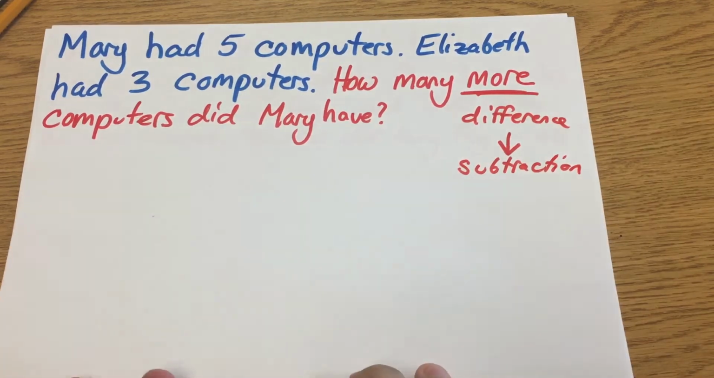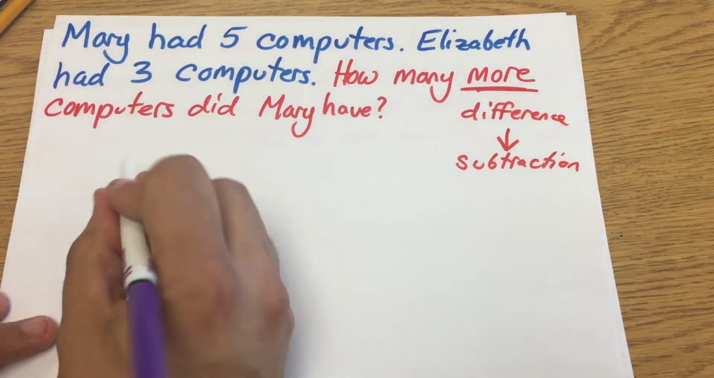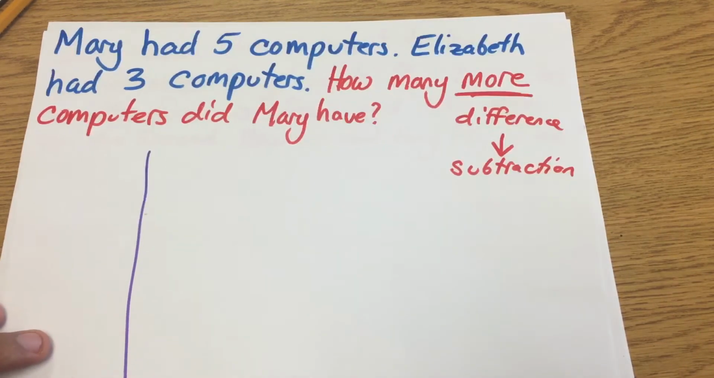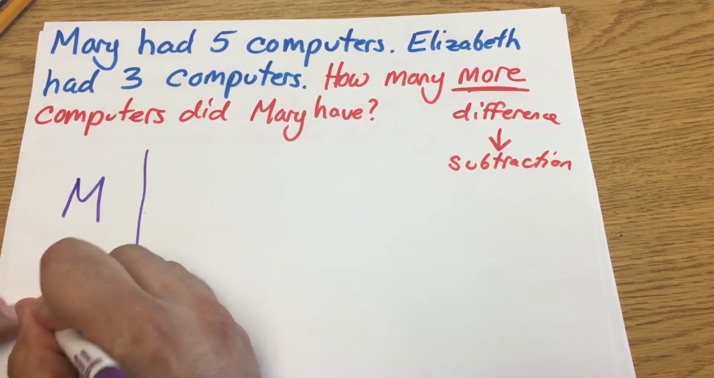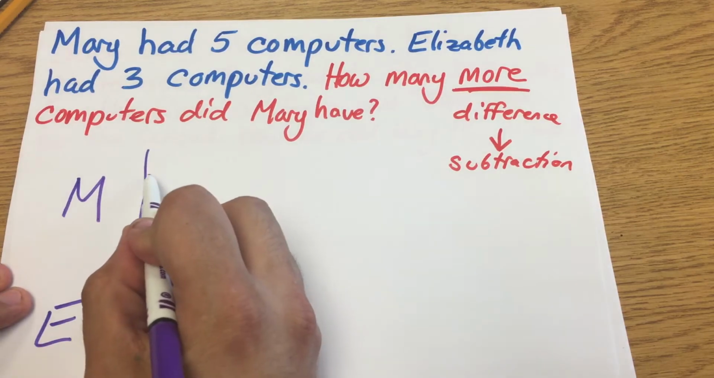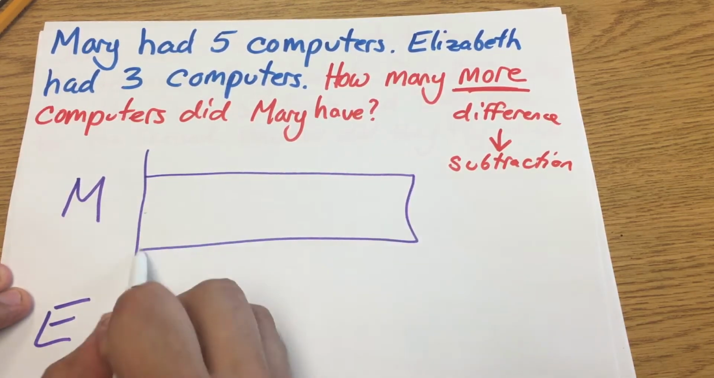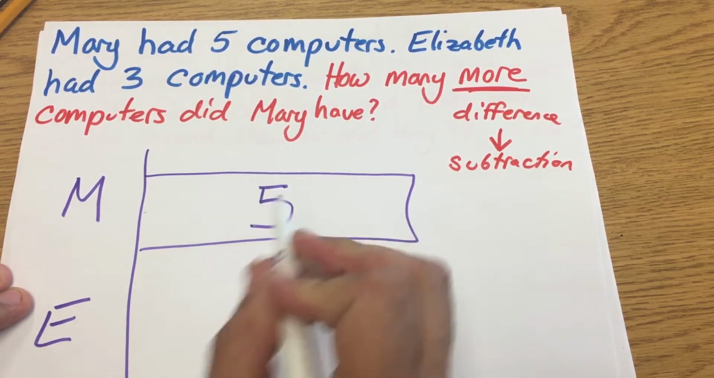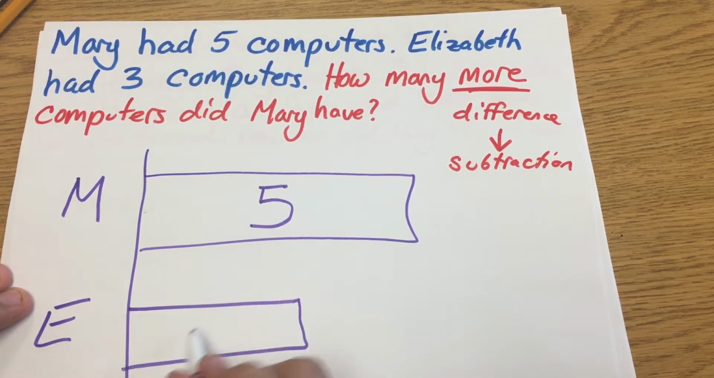So in this particular instance, I'm going to start the exact same way. I'm going to draw that vertical line just like before. I'm still talking about Mary and I'm still talking about Elizabeth. But now what I need to do is draw those models just like I did before, showing me that there's 5 and showing me that there's 3.